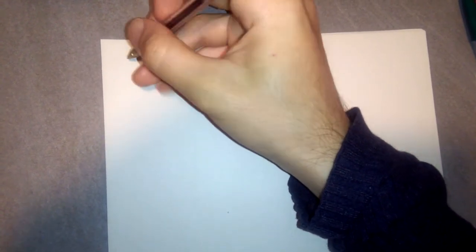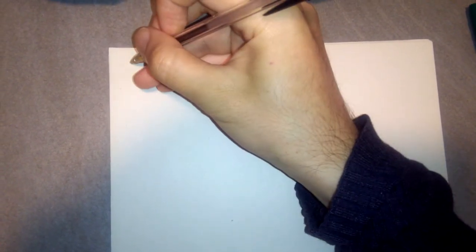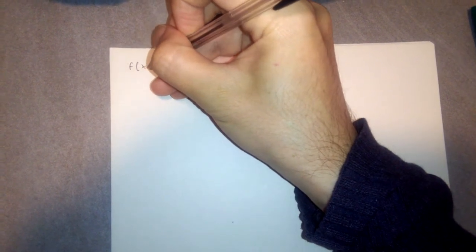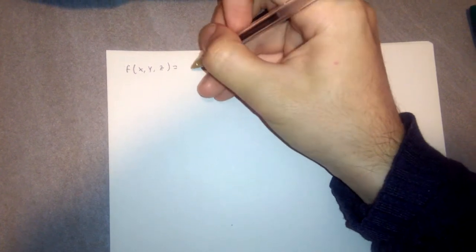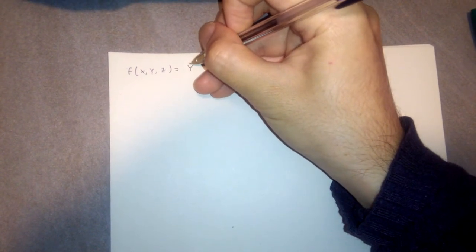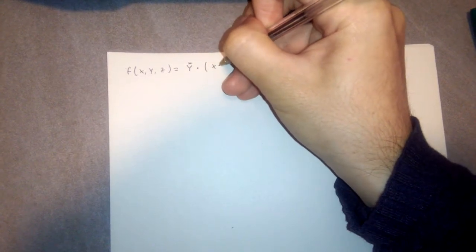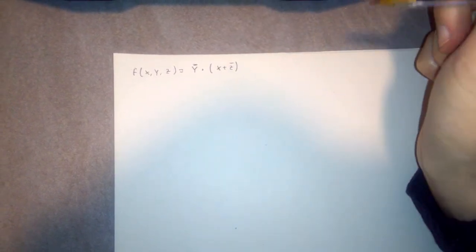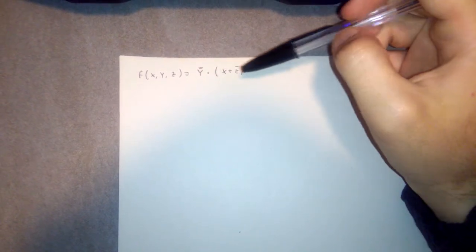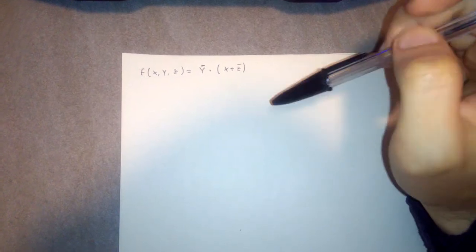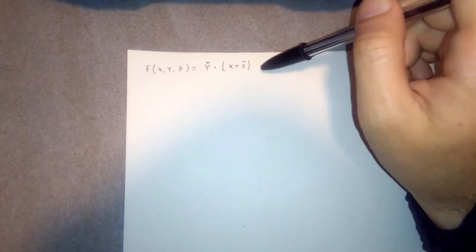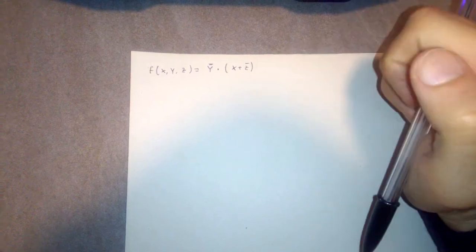So let's suppose that we have our Boolean function, which is like this: F of x, y, z is equal to not y times x plus not z. So what if we are asked to find the canonic form for this expression? We're interested in finding the canonic form for this expression.